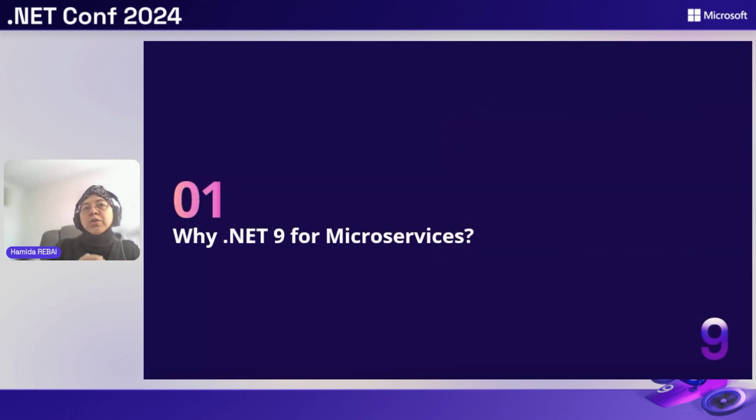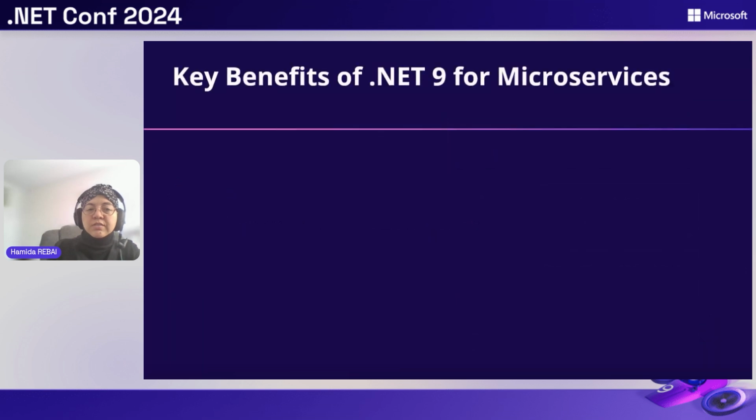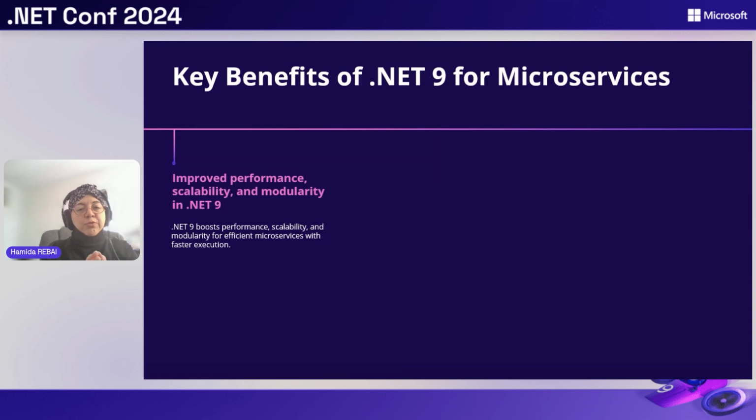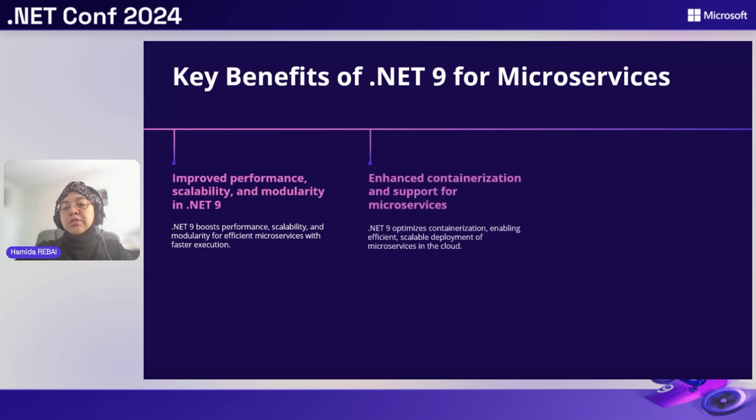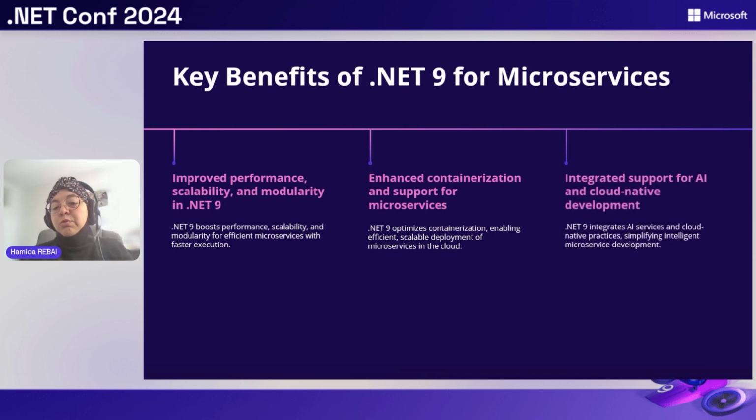So why do we need to use .NET 9 for microservices? .NET 9 is ideal for microservices because of its performance enhancements, we have containerization support specifically for Docker, and ease of development with minimal APIs. So we have a lot of benefits that make it possible to build, deploy, and scale microservices efficiently. And additionally, we have improved diagnostics, logging, and Azure integration. It simplifies the management of distributed systems and AI-powered services.